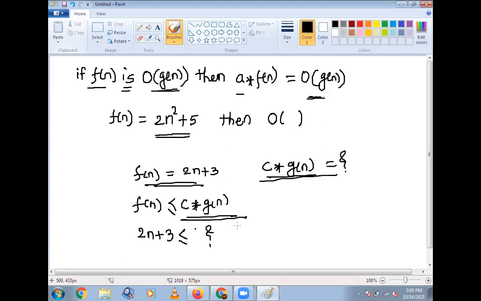We have seen this example or not? Five. What is next? Only 5n or 5? 5n, or 7n, or 10n, 11n, whatever. Okay. Any constant we can take. Are you getting? Any constant greater than 5 we can take in this example.